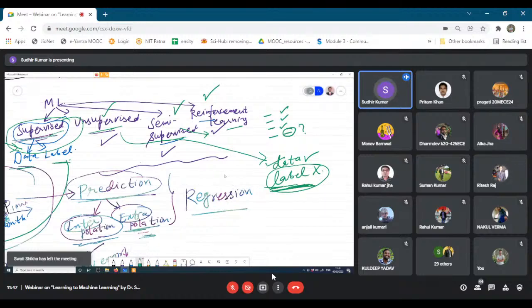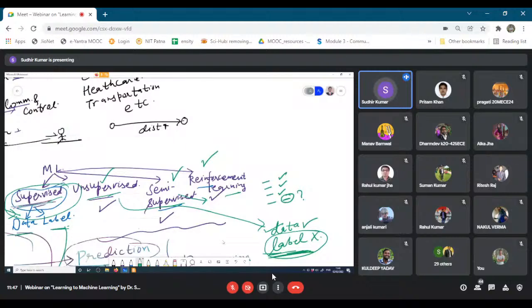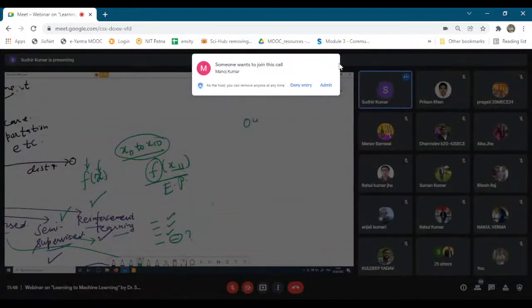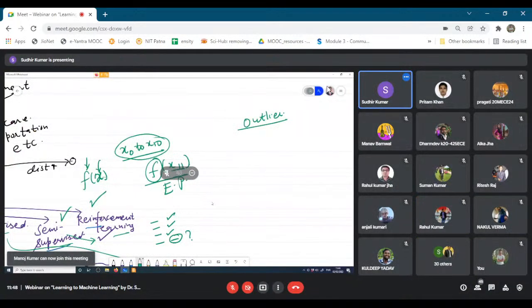Let me define outlier then. Extrapolation means predicting the value of a function f of x. On the x-axis we have x, on the y-axis we have f. If the range is x0 to, let us say, x10, and I ask you what is the value of f at x11, this is extrapolation, because you want to find the value of f for an x outside the given range. But an outlier is something which does not follow the pattern.